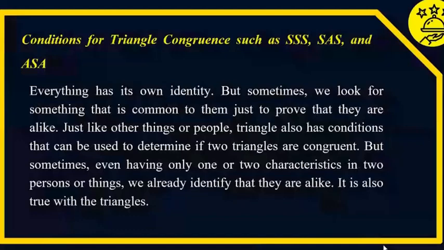SHE. Now we have the conditions for triangle congruence, such as SSS, SAS, and ASA. Everything has its own identity, but sometimes we look for something common to them just to prove that they are alike. Just like other things or people, triangles also have conditions that can be used to determine if two triangles are congruent or equal. Sometimes even with only one or two characteristics shared by two persons or things, we already identify that they are alike. It is true with triangles.